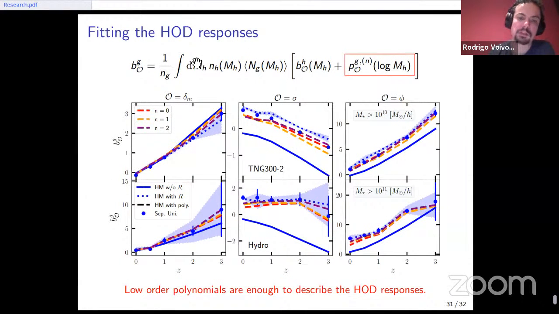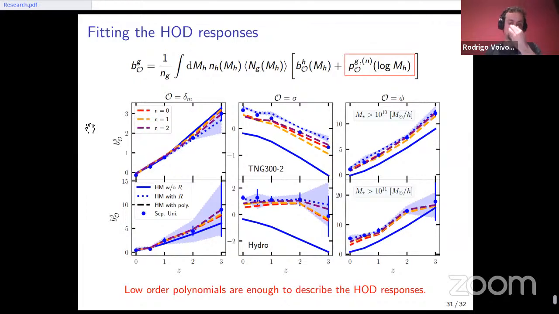And to finish, we tried to fit the response of the HODs for galaxies and gas, in this case for the galaxies, using polynomials of zeroth, first and second order, and we checked if it was enough to describe the bias of the galaxy. And we saw that using a zeroth order polynomial seems to be already a good description of the HOD. So just an extra constant is enough to go from the solid line, which is the halo model without the response, to the dashed yellow line, which is the halo model with this zeroth order polynomial fit.